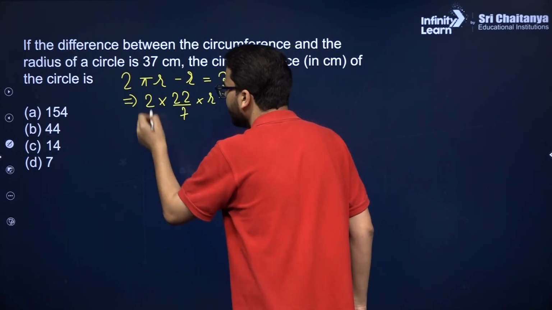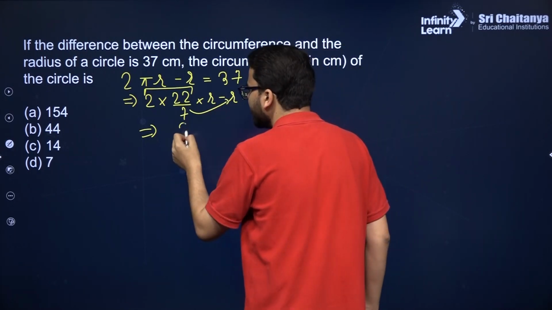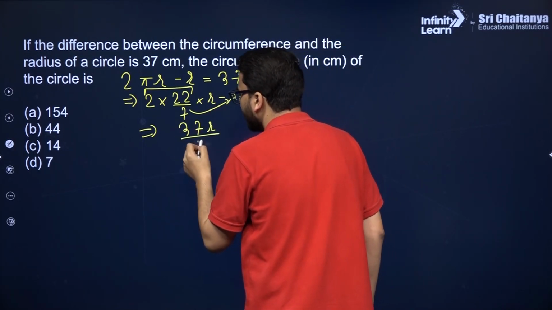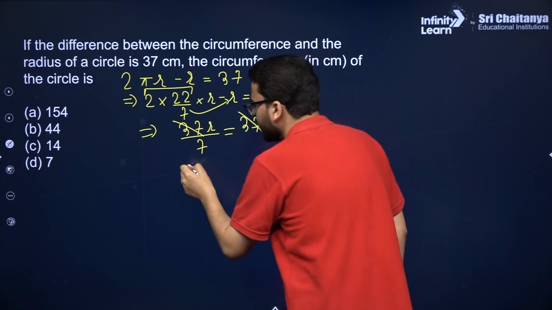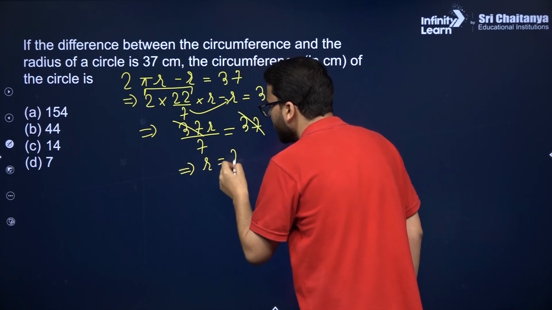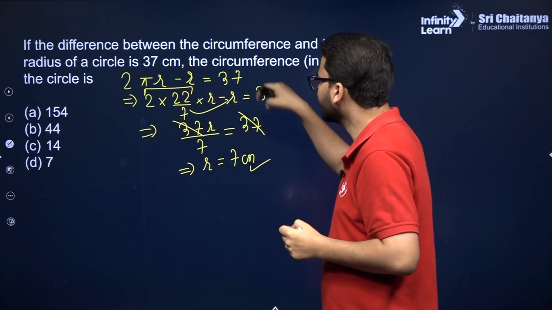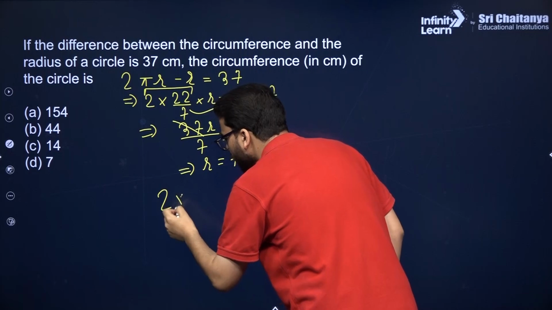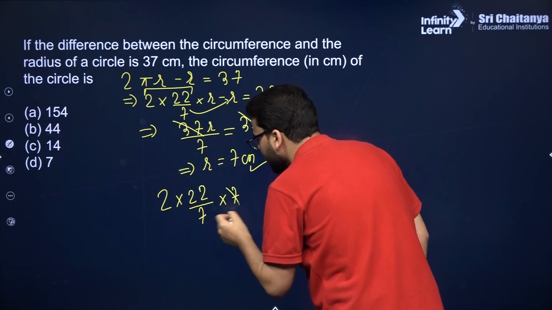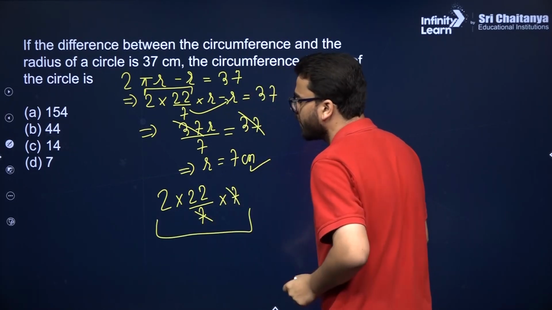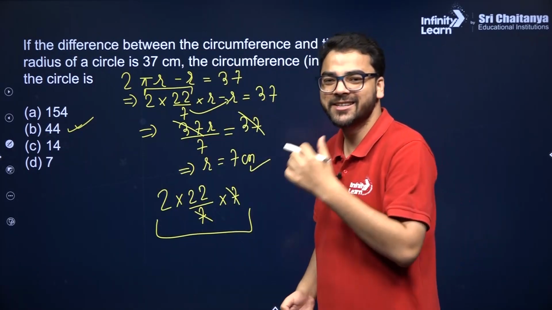So let's simplify, this will be 44 minus 7. So what is 44 minus 7? It is 37. So 37 r upon 7, that is equal to 37 centimeter. This will get cancelled out over here. So we can say that the radius of the circle is equal to 7 centimeter. So if the radius is 7 centimeter, we have to find its circumference. Circumference is equal to 2 pi, 22 upon 7 if nothing is given, and r is 7 over here. So the circumference of the circle is 2 into 22, that is equal to 44 centimeter. I hope the question is clear to you. Let us take the next MCQ.